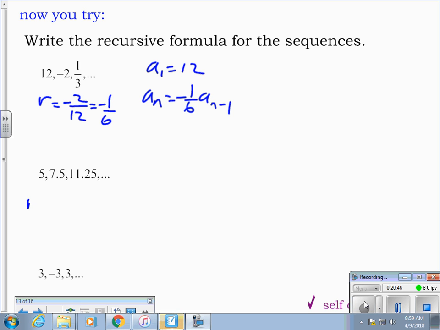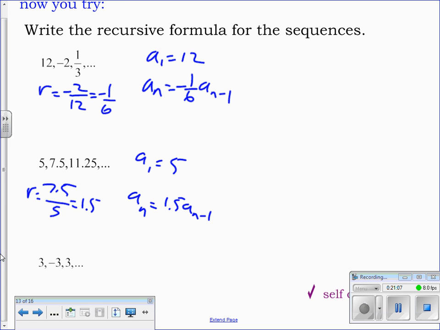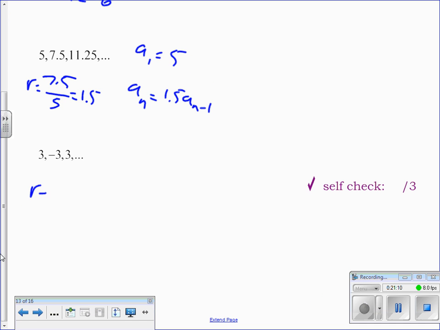The next one, r, 7.5 divided by 5 gives me 1.5. Is that right? Not bad. A sub 1 is 5. A sub n, 1.5 times a sub n minus 1. And then last but not least, the easy one, r is negative 1. So a sub 1 is 3. A sub n is negative a sub n minus 1. If you put a negative 1 there, it's just negative, that's okay, it doesn't matter. I wouldn't mark you down for it.